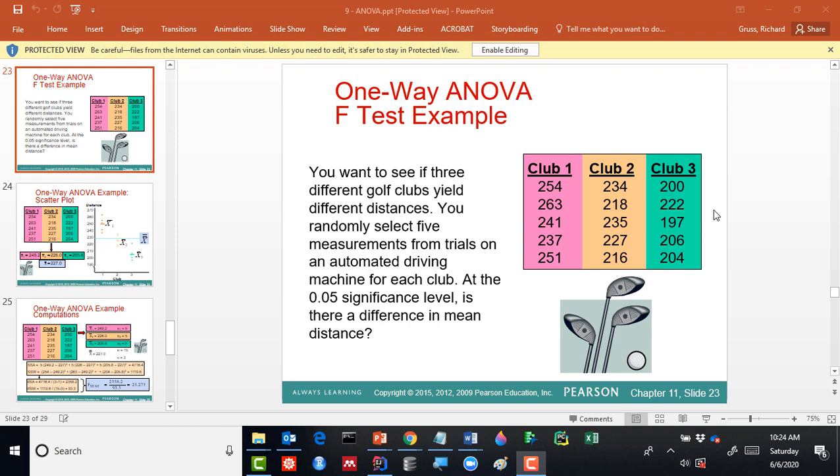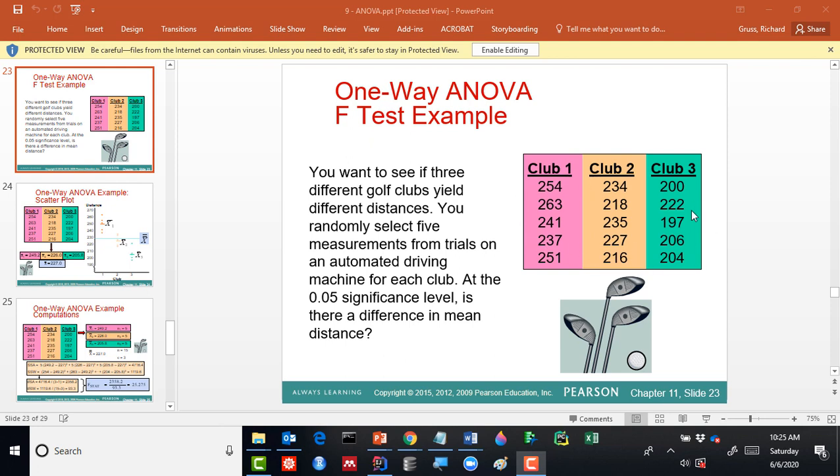The other way around, if club 3 had much less variance than the other two, that would deflate the within group variance. By comparison, the across group variance would look like more, and so we would have the potential to incorrectly reject the null hypothesis. We would be making a type 1 error in that case. So an important part of the ANOVA is that we satisfy this assumption.